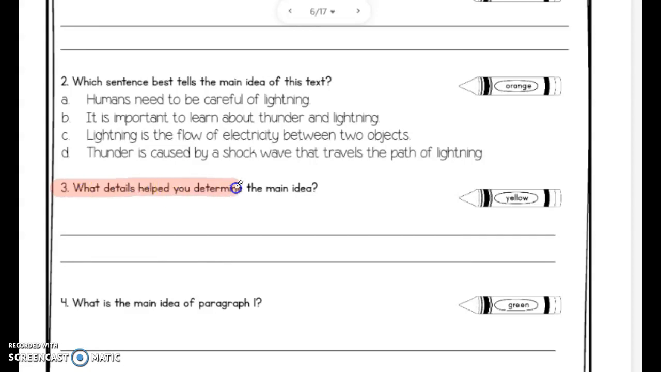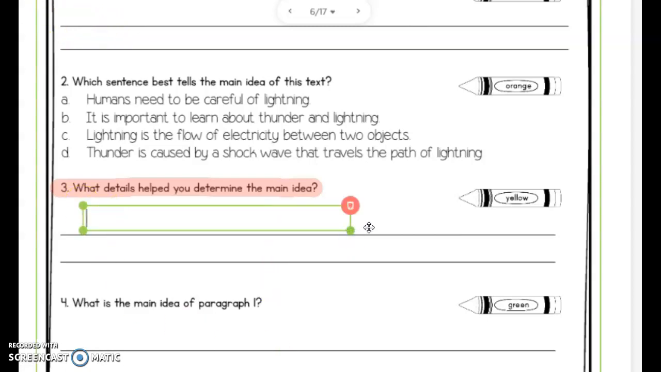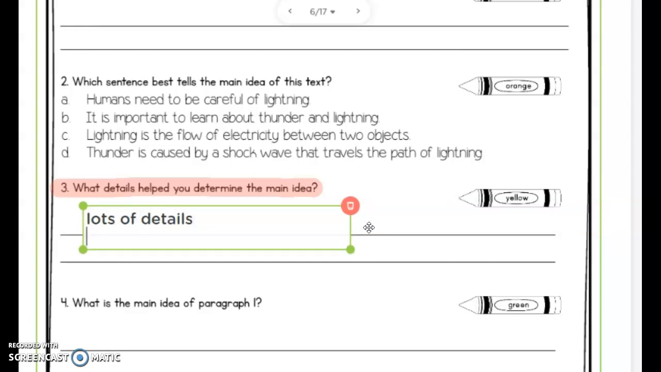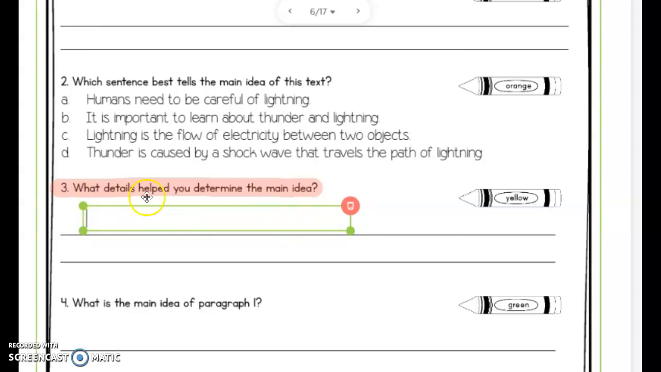Now last week when I looked back at some of your details to help support your main idea, I had some people say something like, all of them do. Or maybe they said, lots of details.